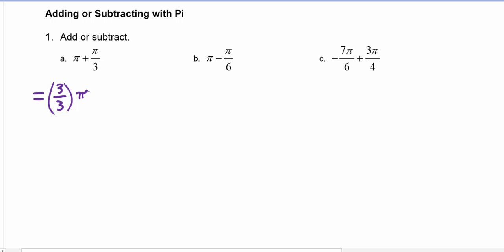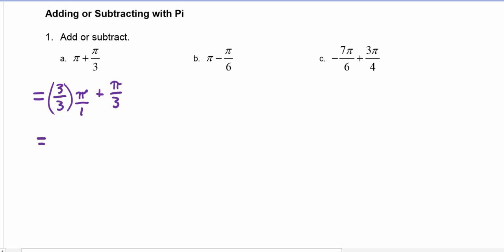Remember, we can't multiply times 3, we can only multiply times 1. We can't change the value of pi. We still have to have 1 pi. Okay? And then we're adding to that pi over 3. Now, of course, when you multiply fractions, you have 3 over 3 times pi. Pi is the same as pi over 1.